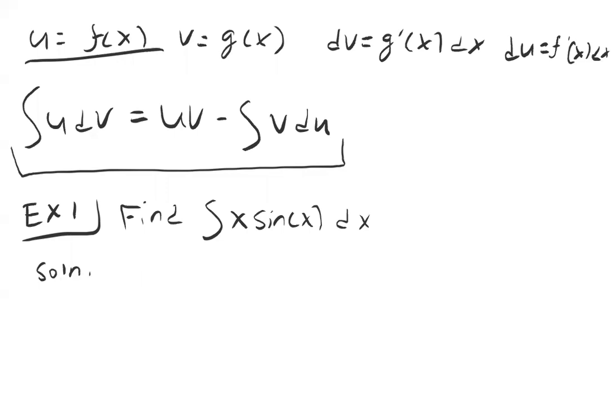Okay, so you can look at this and say, I don't know any antiderivative for this. It's not a u substitution, because there isn't really any good thing I can pick for u. So we're going to try integration by parts on this. We have the integral of x sine of x dx.